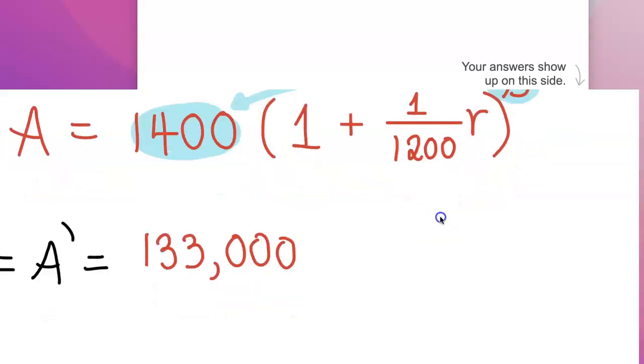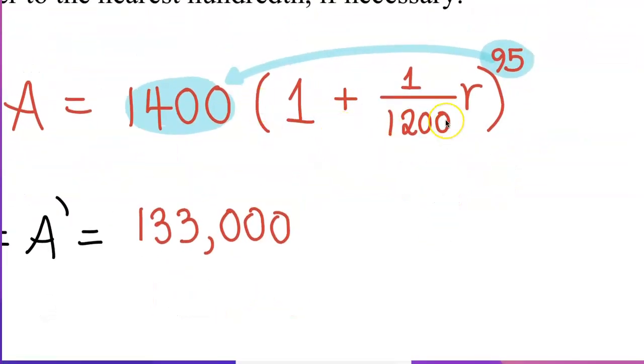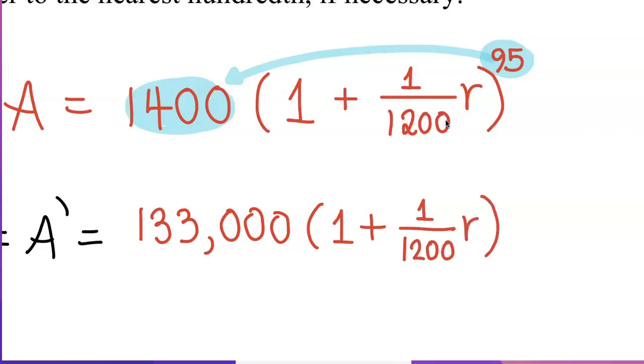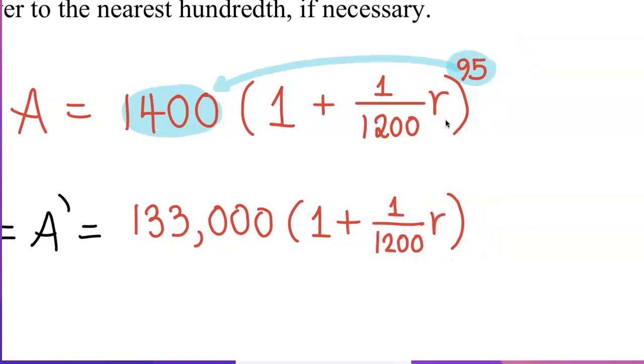And then we're going to keep everything else exactly the same inside this parenthesis: 1 plus 1 over 1200r. Don't change anything yet. We're doing the derivative of the outside function first. Now, that 95 is no more 95. It's going to go down to 94. All right, good. If you stop there, it's incomplete. This is the derivative of the outside function. Now we need to find the derivative of this inside function, inside the parenthesis, and we're going to multiply this by that.